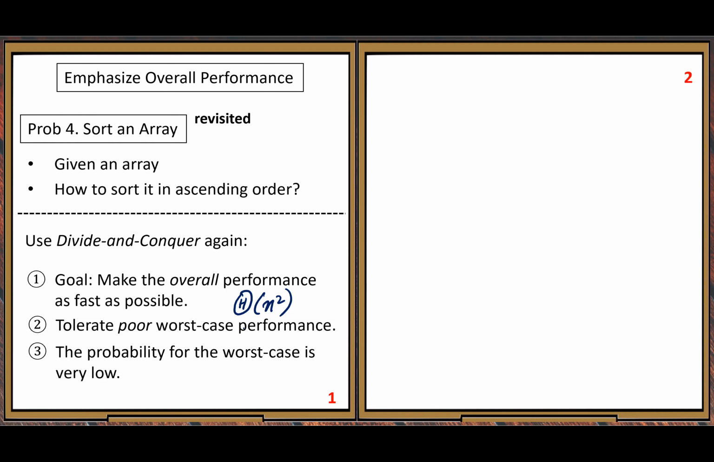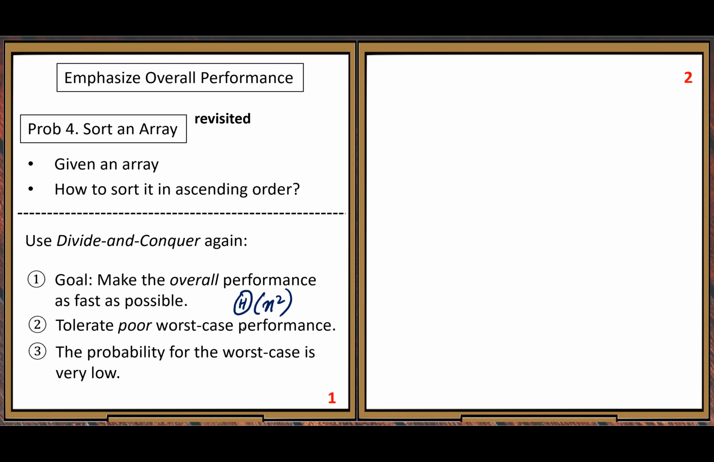Number 3, the probability for the worst case is very low. That's the reason we can tolerate. Otherwise, if the probability is pretty high, we cannot tolerate, right? Because it will impact the overall performance. The overall performance would be brought down by this relatively high probability worst case efficiency.